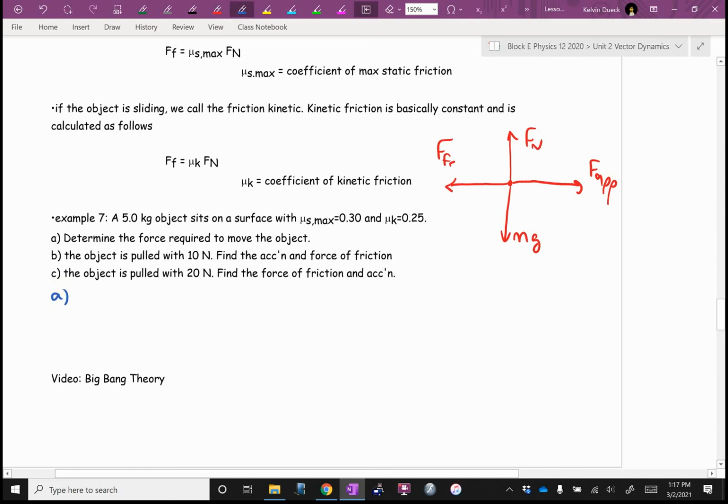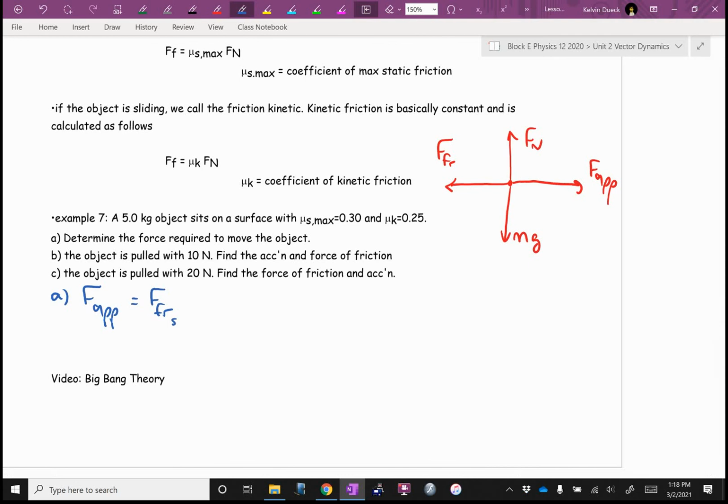So if I just want to get this to start to move, I have to overcome which friction? Static friction. Okay, so here's my argument. If I want to get this to start to move, the applied force has to be equal to static friction. Really it has to be like 0.0001 newtons larger than that. It has to just outbalance it.